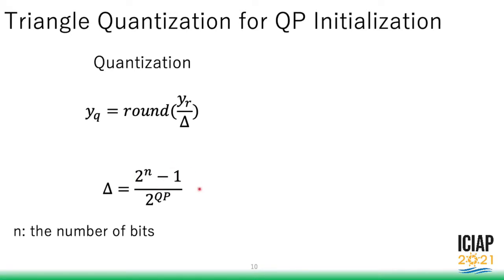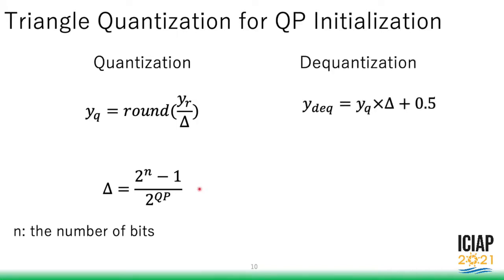After transfer, dequantization is required to recover the original signal. The calculation is like this. The quantized value is calculated so that it is close to the residue value. This 0.5 means bias.